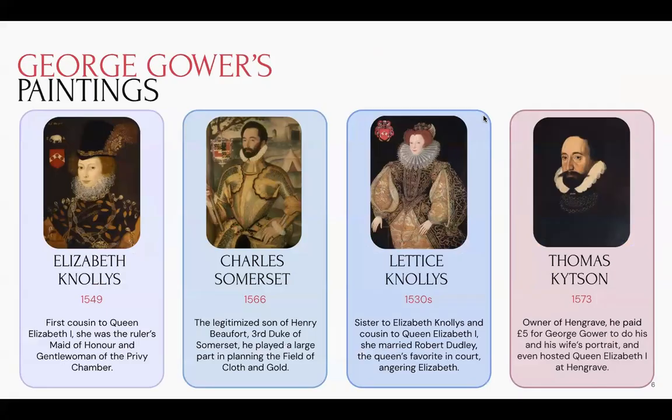George Gower didn't just focus on the Queen in his paintings, but he also focused on other individuals, but he still painted a lot of royal people and people with high social status. And here are four of his paintings.